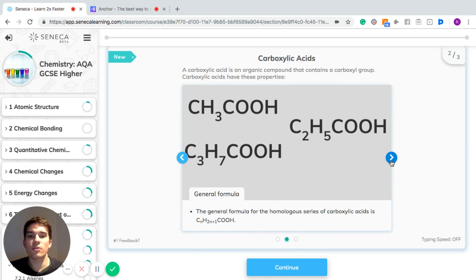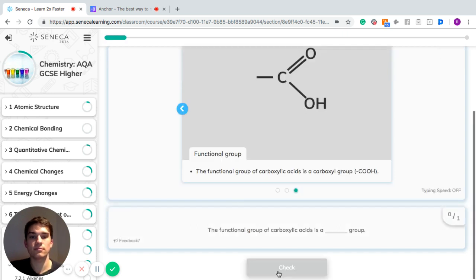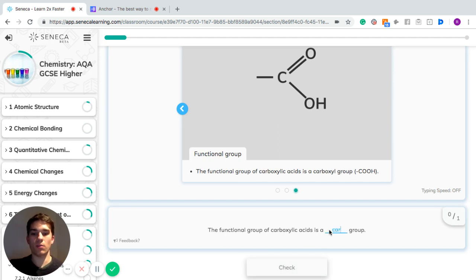The general formula for the homologous series of carboxylic acids is CnH2n+1COOH. And the functional group for carboxylic acids is a carboxyl group, as I mentioned earlier, and that's the COOH. So it's a carbon with a double bond to oxygen, and then another single bond to oxygen that has a hydrogen as well, so an OH. So the functional group of carboxylic acids is called a carboxyl group.